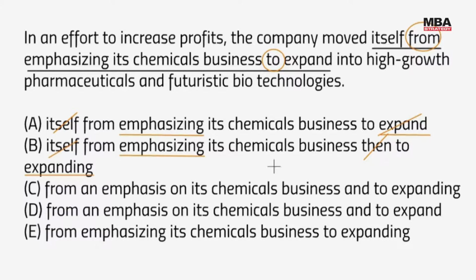Option C. Again, emphasis is not parallel to expanding. Option D uses the parallelism of a noun to a verb, so it's also incorrect. And finally, option E has a correct parallel structure and does not include any redundant elements. Therefore, it's correct.